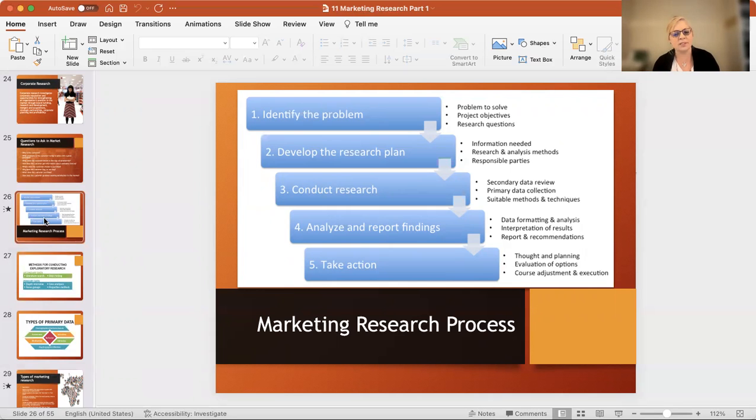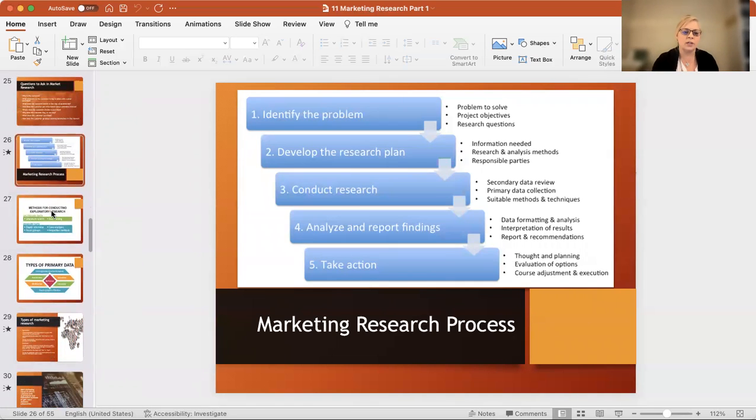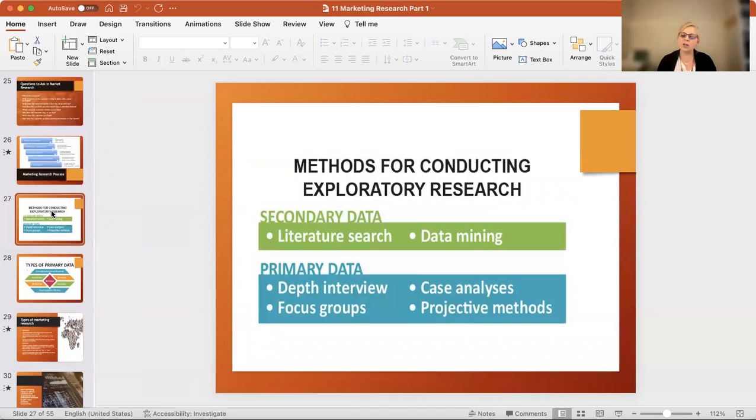And I will tell you, sometimes these are all the same person. Sometimes each step is different. So if you have a love of research and you find that, absolutely, you can do any or all of these steps, but a lot of times in the larger companies, you'll see these segmented out. So don't get too concerned. So there's a couple of different types of research, all right?